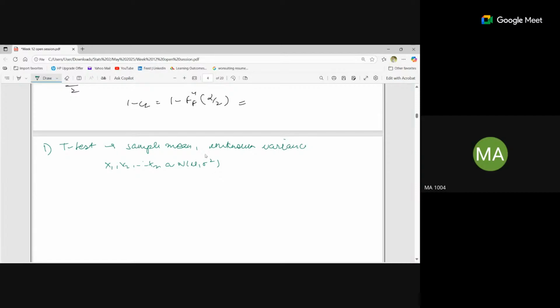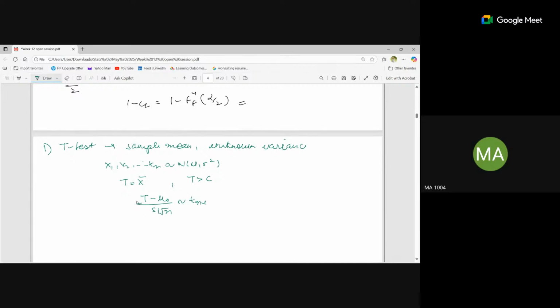Sigma square, now in this, my sigma square is unknown. Then what I would be doing, my t-test would be: t would be my sample mean, and I would be rejecting if my t is greater than some critical value. Now this would be what? My t is the sample mean minus the mean divided by s over root n. This will be following t with n minus 1 degrees of freedom.